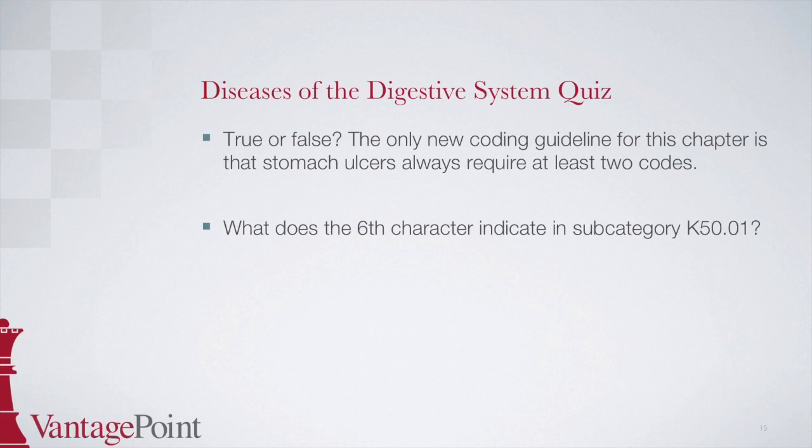correct. The answer to our first question is false. There are currently no coding guidelines for this chapter. That was a bit of a trick question. The answer to the second question is the 6th character indicates the type of complication present with Crohn's disease, such as rectal bleeding. You would have had to turn to subcategory K50.01 to find this answer.